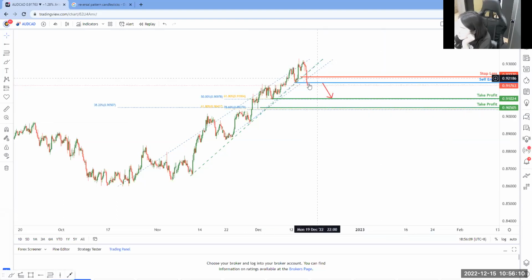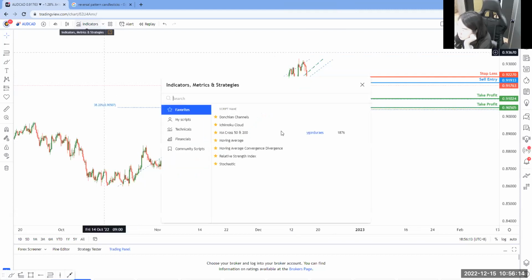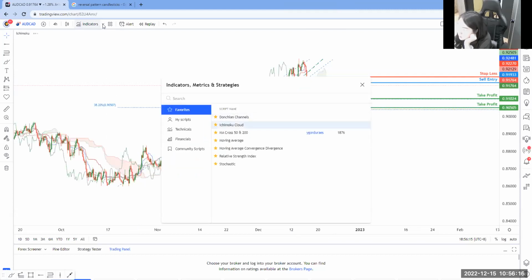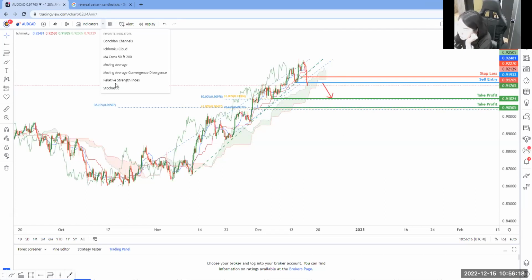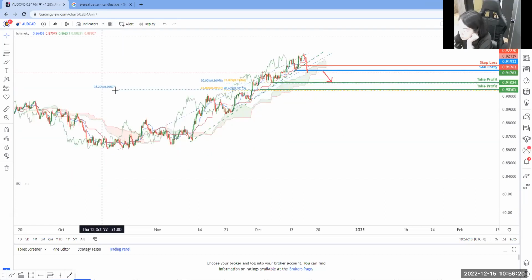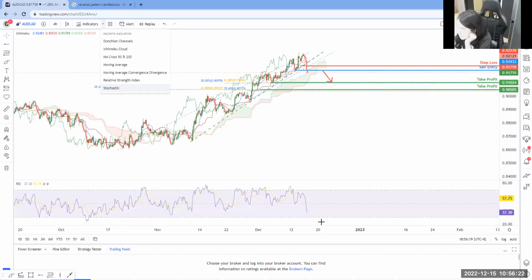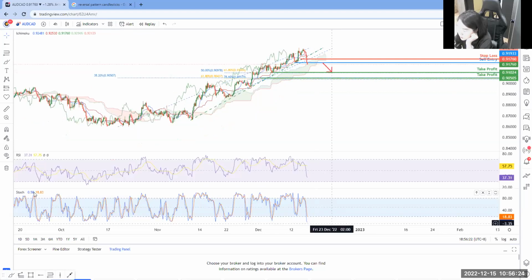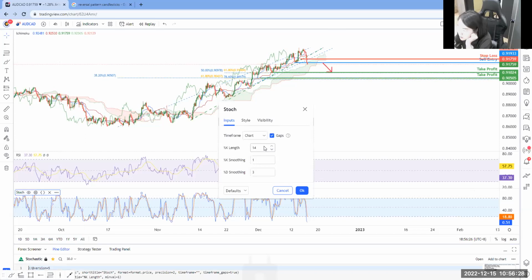We're waiting for the breakout. The breakout, we're going to confirm this with Fibonacci, indicators, of course. Let me see. Let me see if they agree.